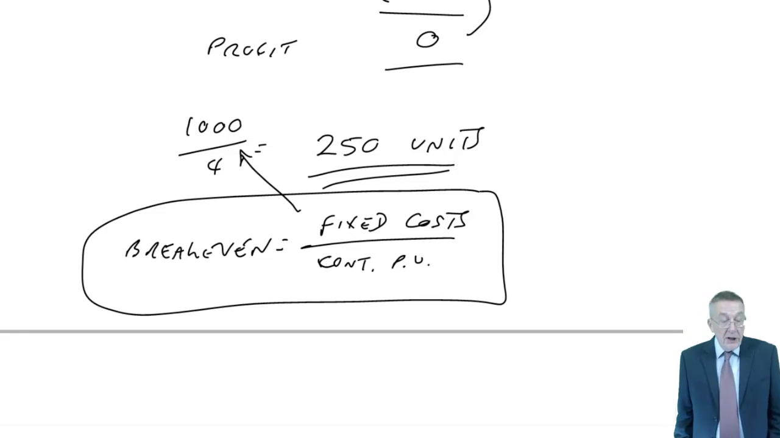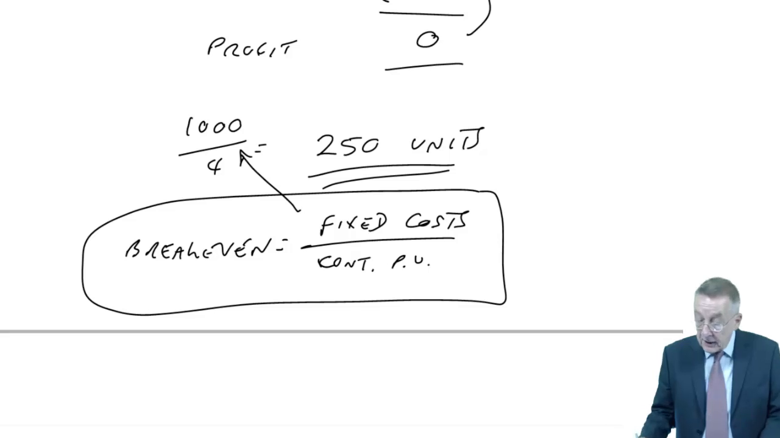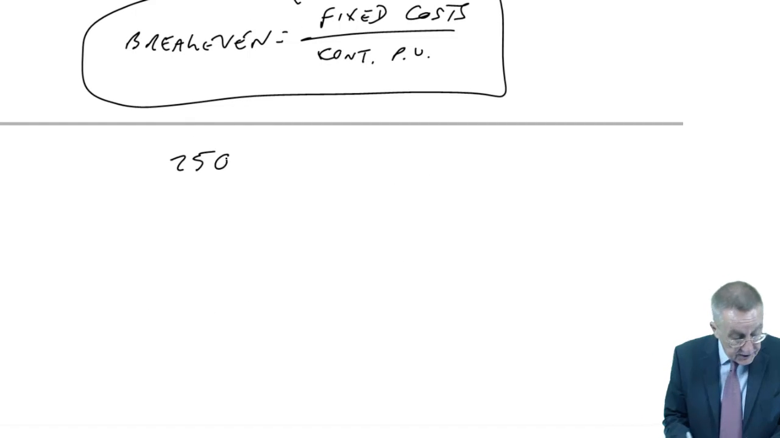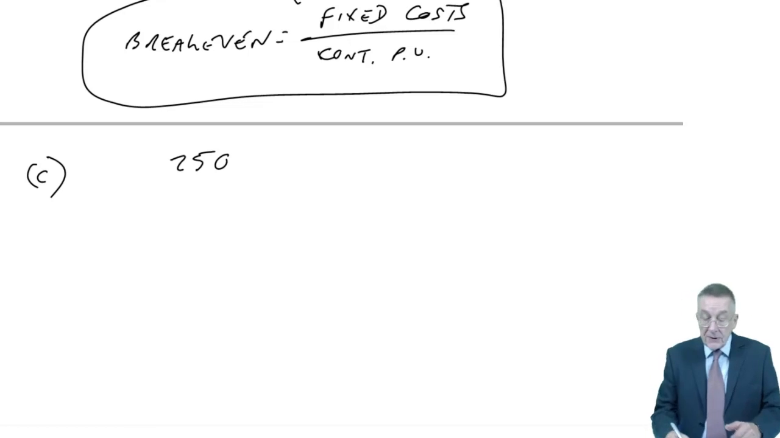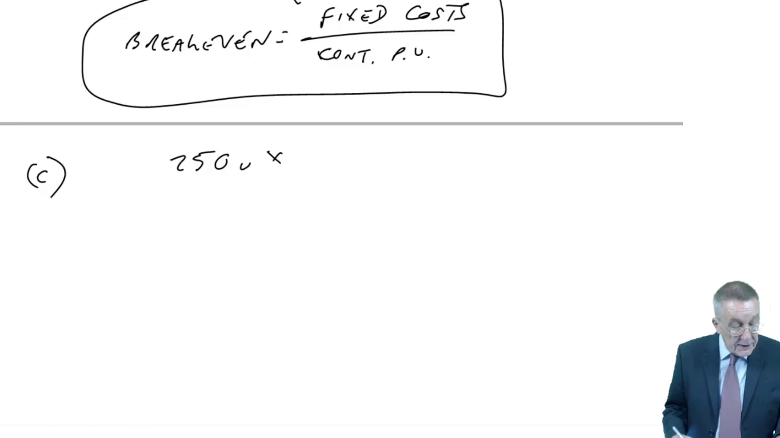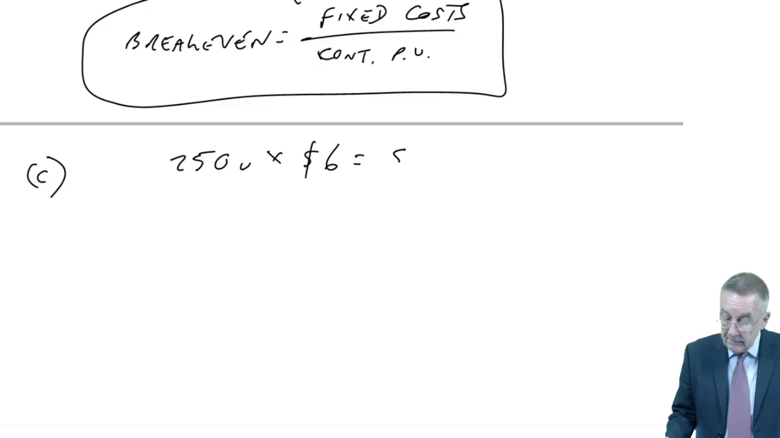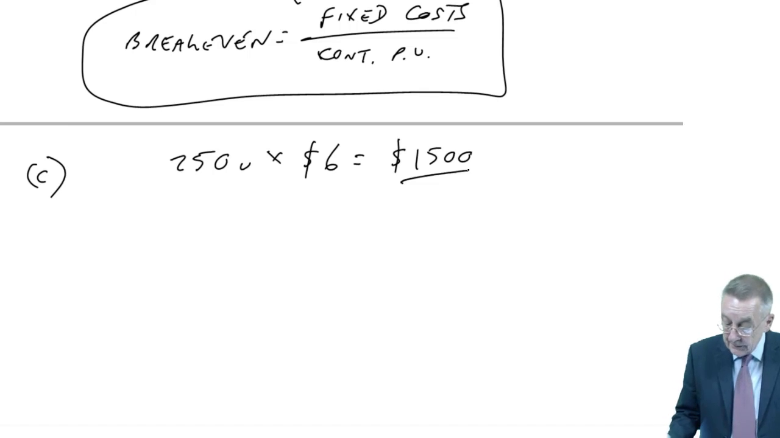What is the break-even revenue? Well, that's easy here, surely. We know that we need to sell 250 units, which is this C. We just worked out break-even is 250 units. We know the selling price is $6 a unit. So the revenue we need to break even is 1,500.